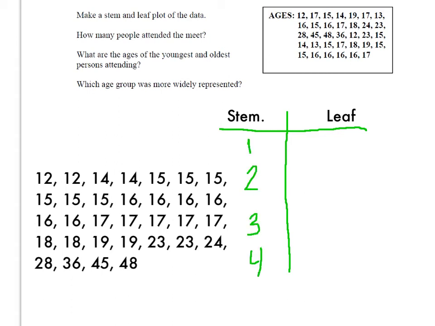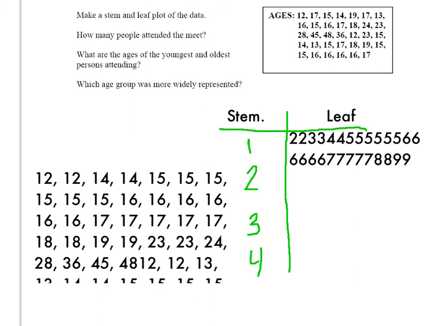Now I'm going to go ahead and start writing my leaves. For the 10s through 19, I had a lot of numbers, so I have 2 2s, 2 3s, 2 4s, because I have 12, 12, 13, 13, 14, 14, and so on. Now I'm going to do all of the 20s. For 20, I have 23, I have 24, and I have 28. Now I'm going to move on to my 30s, where I just have one number, which is 36, and then my 40s, I have 45 and 48.